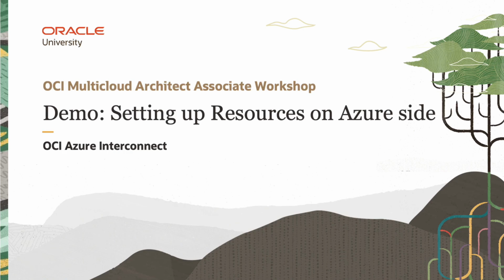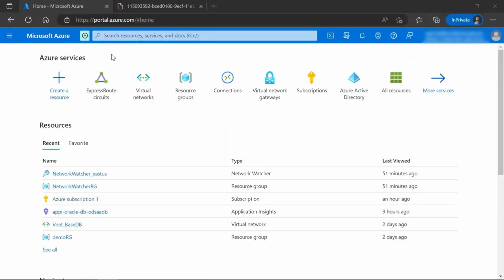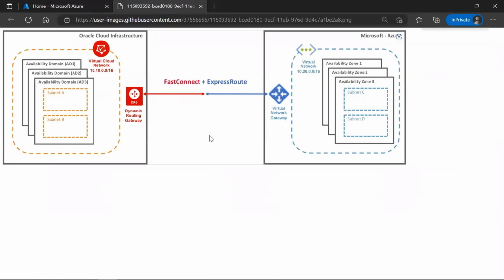So let's get started. As you can see, I am inside the Azure portal, and before I start provisioning resources, let me first show you this architecture. I will be taking care of the resources on the Microsoft Azure side, and then I will hand it over to Sergio, who will then provision resources on the OCI side and configure or set up the interconnection.